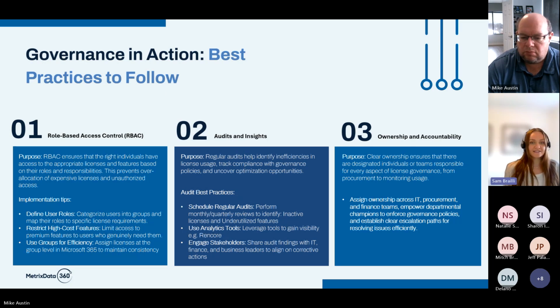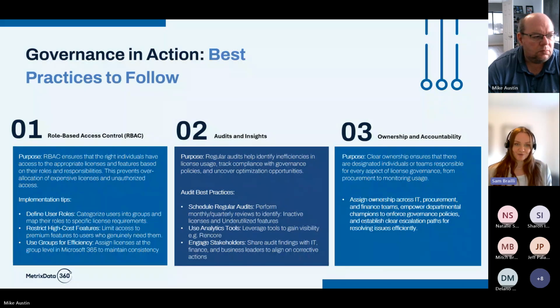And finally, it's key to engage any stakeholders. Share the audit findings with IT, finance, or other business leaders so that you can get everyone on the same page and then ensuring the alignment of any corrective actions that you might need to take. And then finally, we've got ownership and accountability. Assigning clear ownership ensures that every aspect of license governance is properly managed, from procurement to usage monitoring.